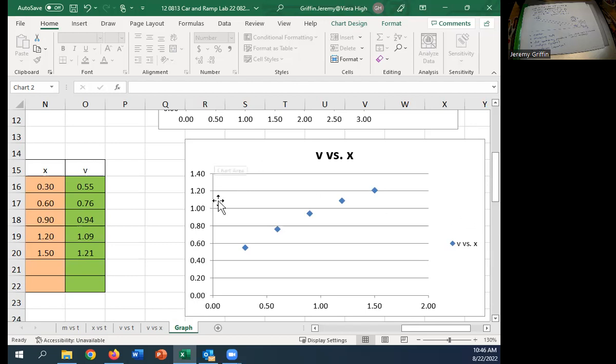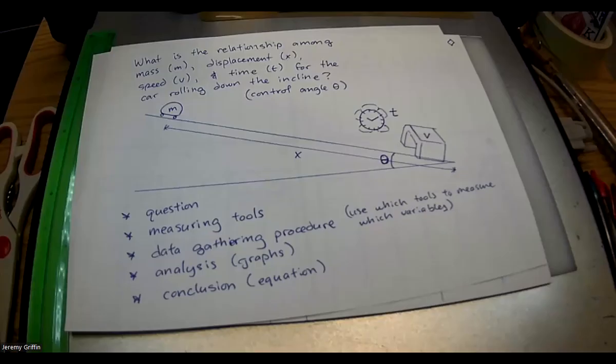So V is on the vertical and X is on the horizontal for this one. It's always Y versus X. So V is in meters per second, X would be in meters. Okay, you guys good there? So let me switch the screen back over.